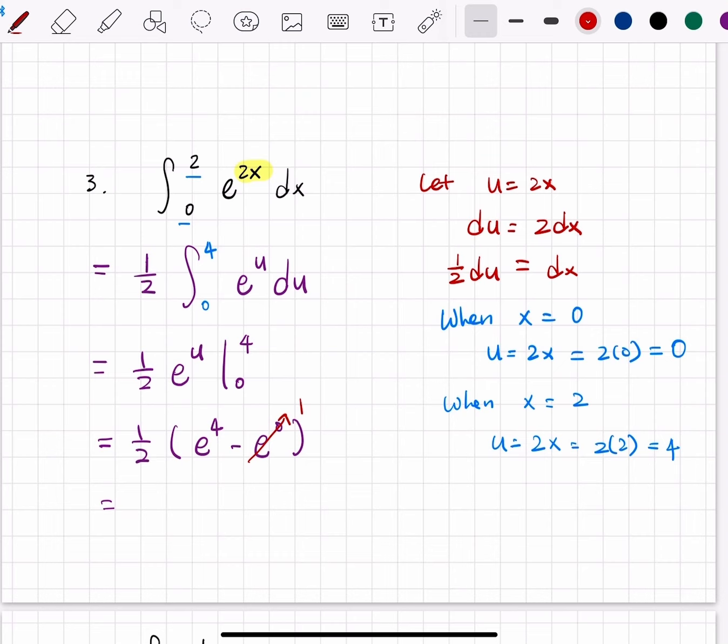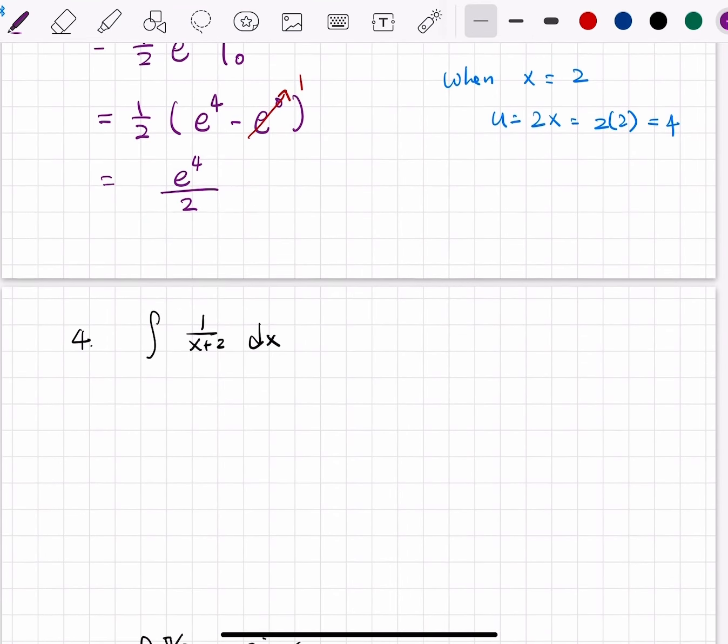E to the 4 is going to be some number, so we just leave it as e to the 4. So we ended up with e to the 4's power over 2. This is a number. E is approximately 2.72 something, so it's just similar to pi. So 2.7 raised to a power of 4. And we do not really know the actual decimal form, but that is fine. Now let's move on to the next one.